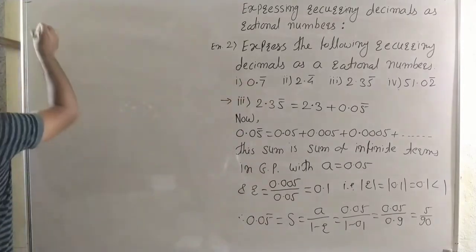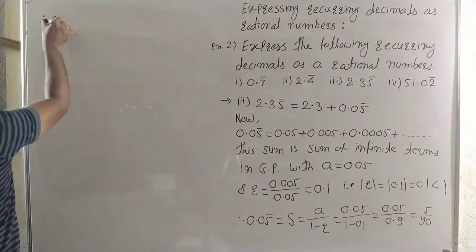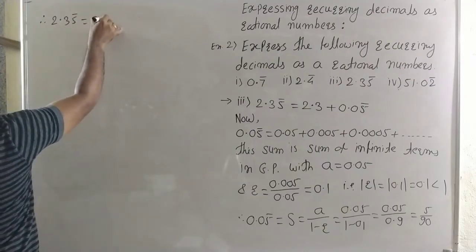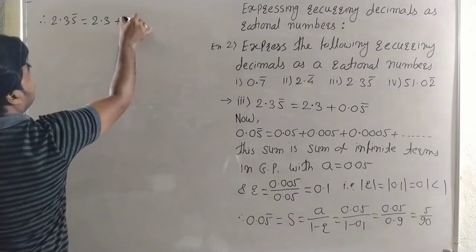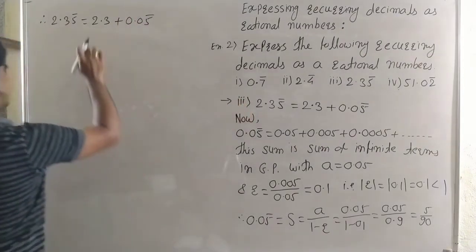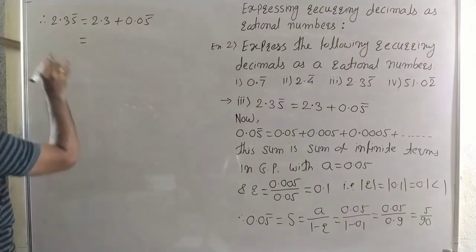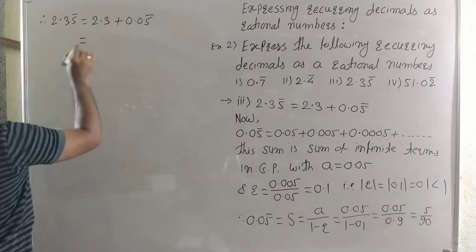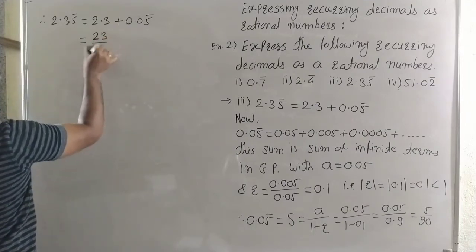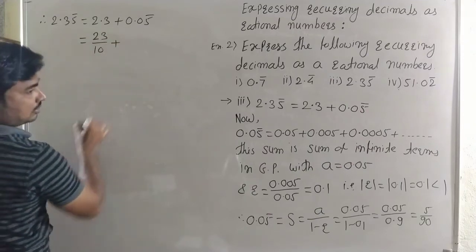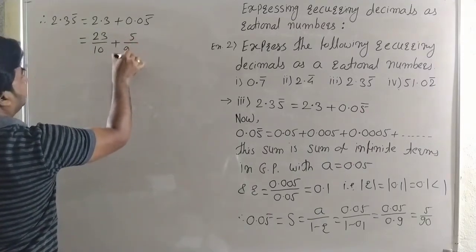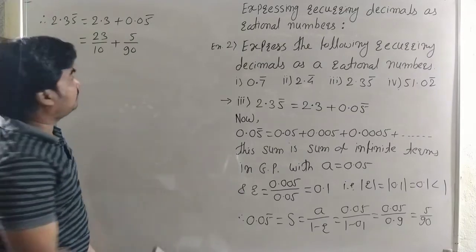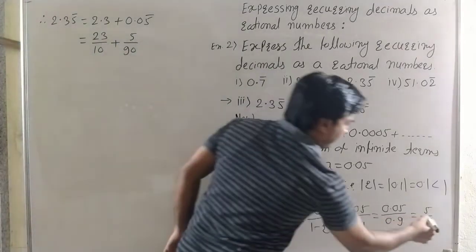But we have to find 2.35 bar, and therefore 2.35 bar is equal to 2.3 plus 0.05, this term. Here 2.3 is also in the form of a decimal, we can convert it into a rational. So this 2.3 we can write in the form of 23 upon 10 plus 5 upon 90. And 5 upon 90, I think, we can write as 1 by 18.